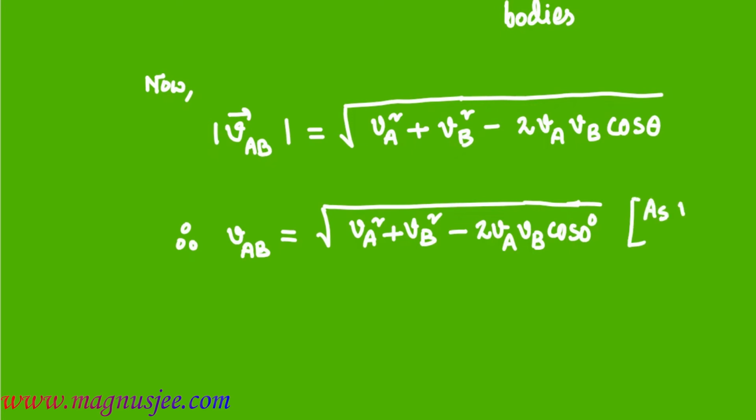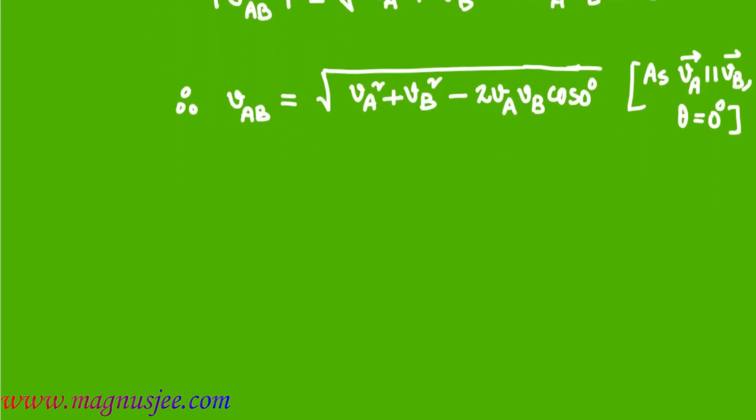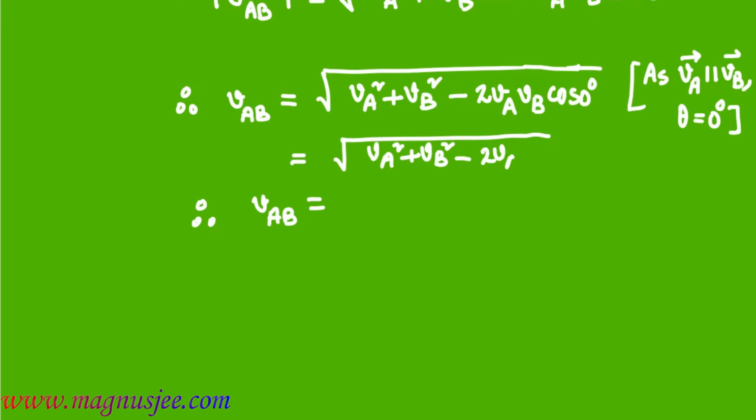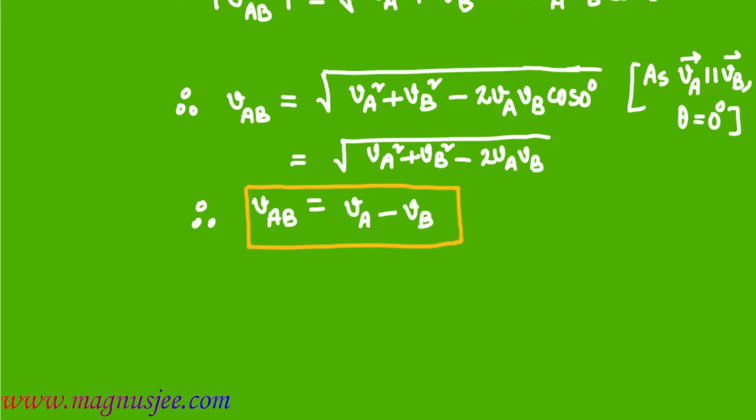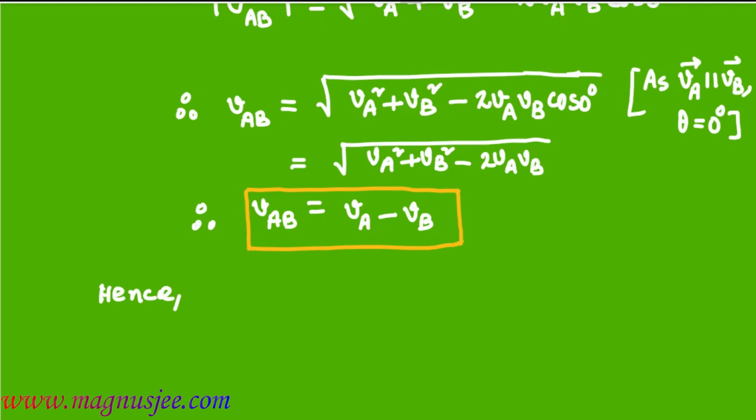Since theta equals 0 degrees, as vector VA is parallel to vector VB, hence the angle between the two vectors is theta equals 0 degrees. Cos 0 degrees is 1, hence we get VAB equals root over VA square plus VB square minus 2 VA VB. Therefore VAB equals VA minus VB.